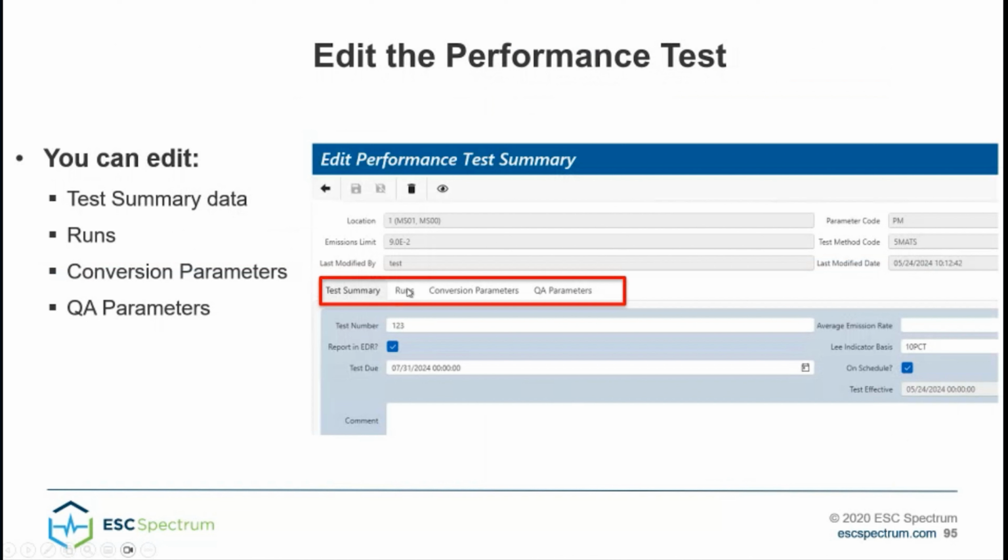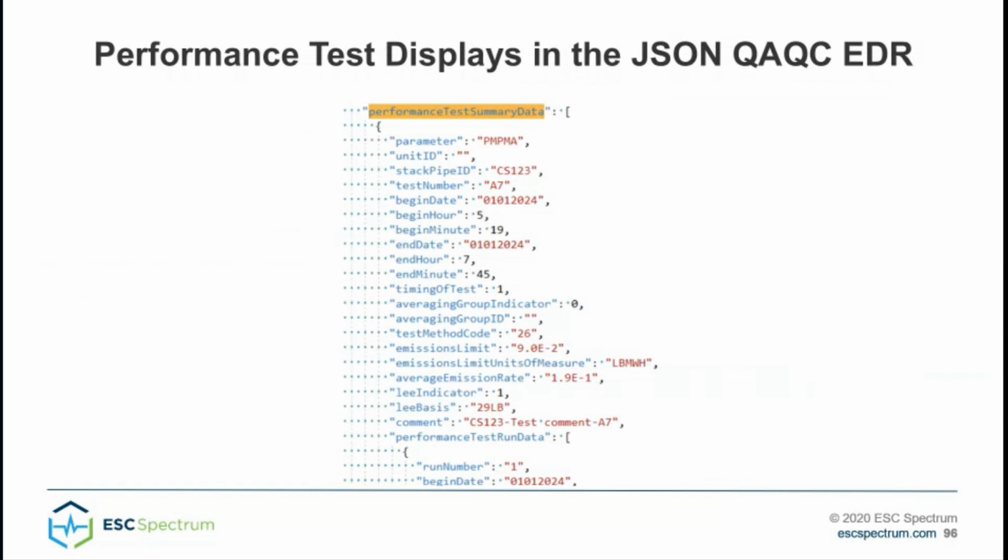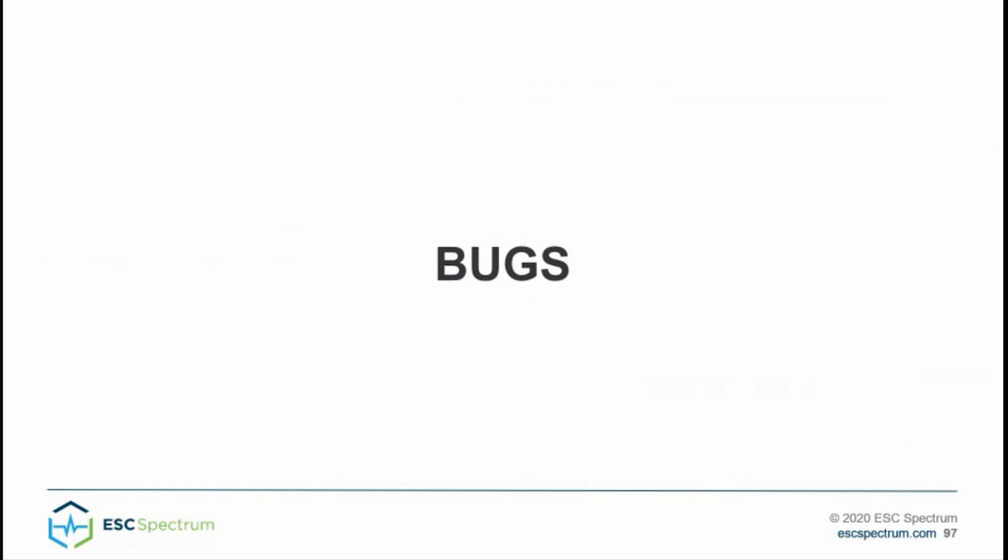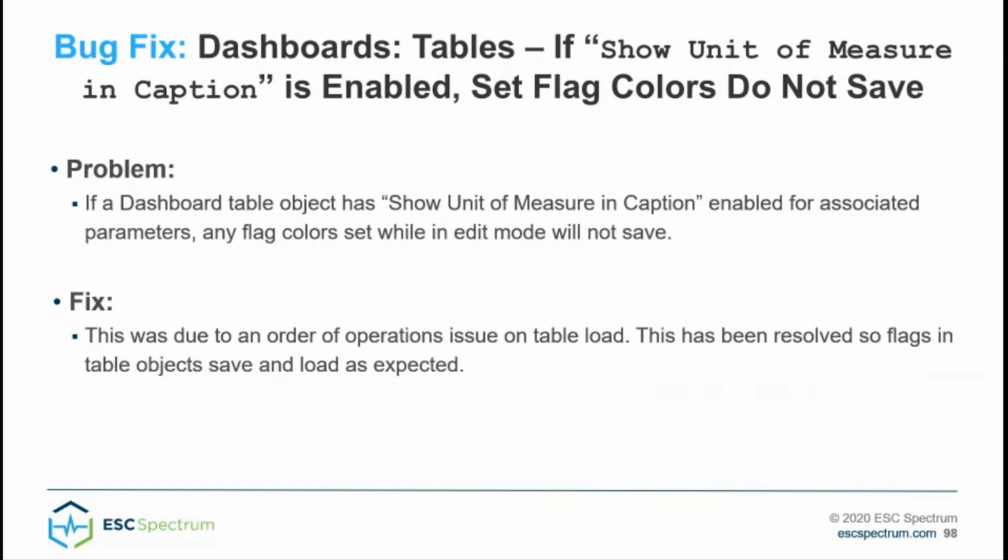We have our test summary data, our runs, conversion parameters, and QA parameters, and each of those has their own UI to edit or add data or runs to that test summary data. And then obviously it needs to be reported, so we added it to the JSON QA/QC EDR after being created. That's about it for the major feature changes. So we're going to go through some bug fixes.